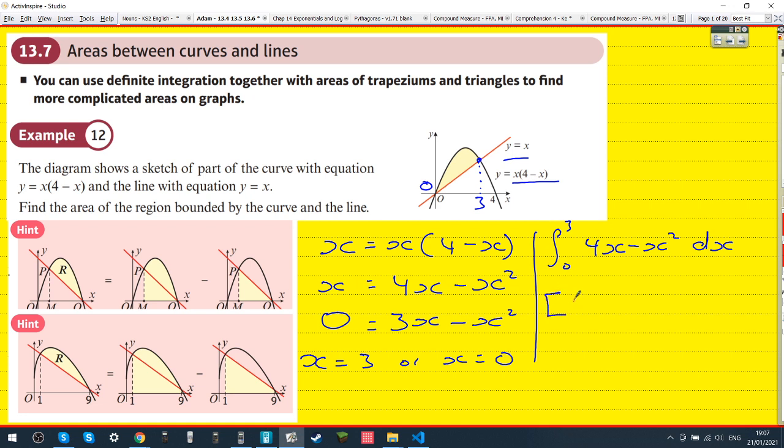So it'd be 2x squared minus a third x cubed, between 3 and 0. Would it be a third x cubed? Yes, a third x cubed, and this will be 2x squared. And then you sub in 3. And that should be your answer because 0 just gives you 0.